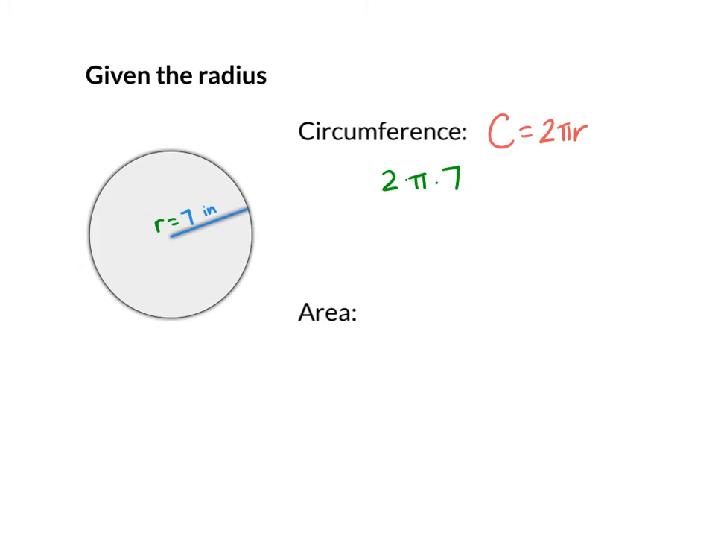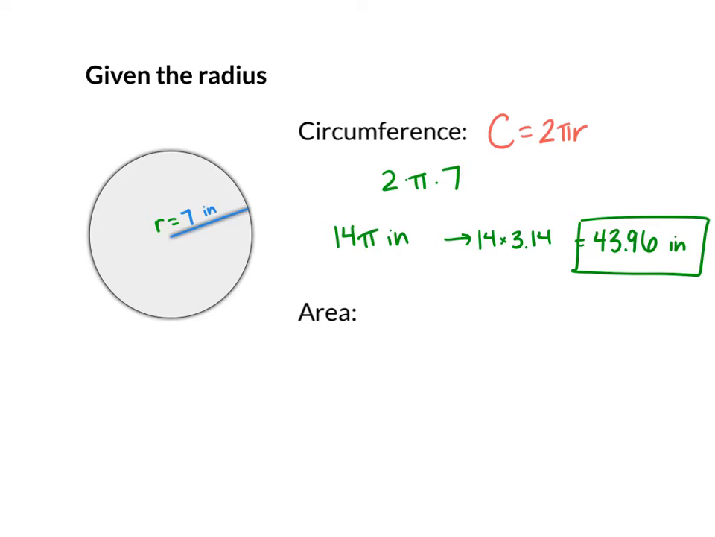My in terms of pi answer would be 14 pi inches, whereas my rounded answer would come from 14 times 3.14, and that would give me a value of 43.96. So either of these would be good, depending on what format it asks you for.